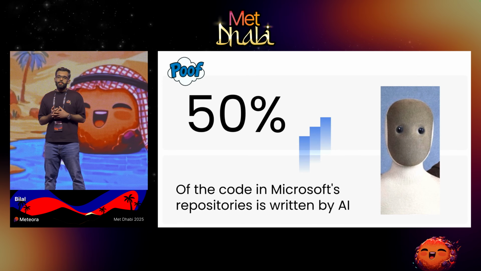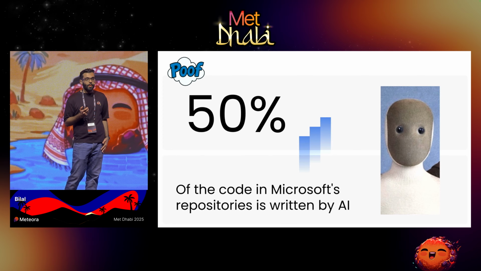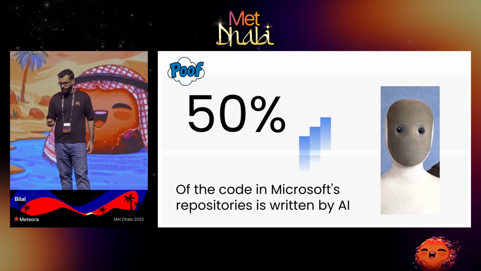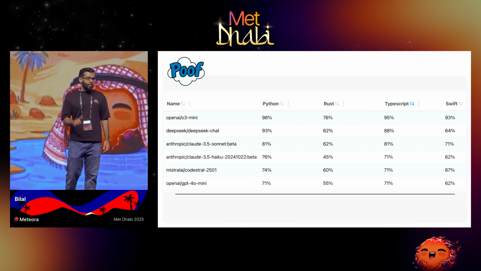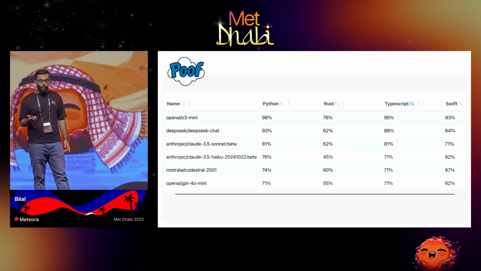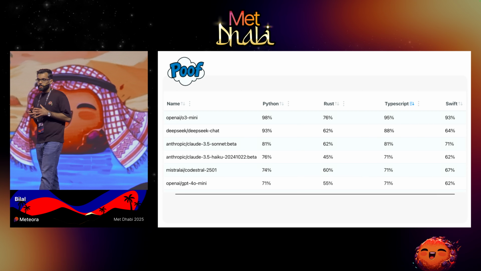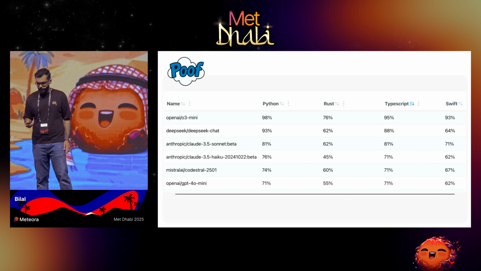You can't talk about anything today without talking about AI. AI is taking over the world, and it's writing 50% of the code in Microsoft's code repositories. It actually turns out LLMs are not great at generating Rust code compared to other programming languages like TypeScript, Python, Swift, and even Java. And I'm not even talking about the Solana-specific Rust.